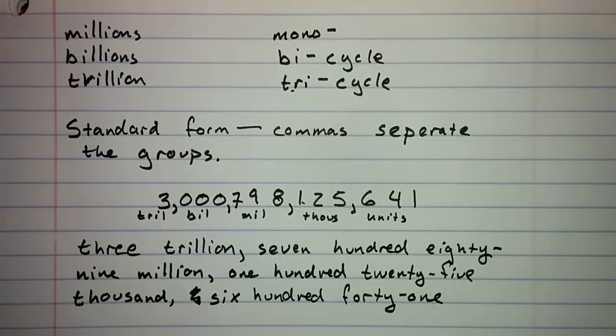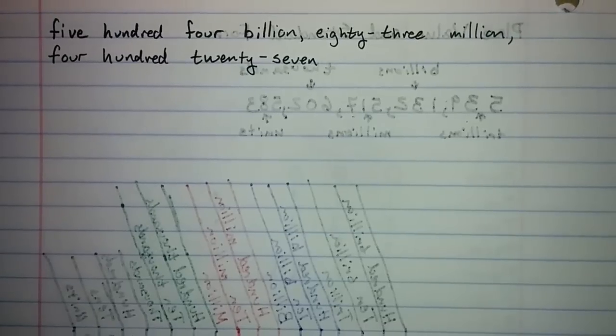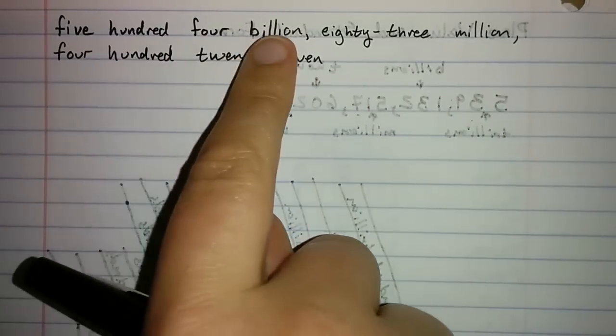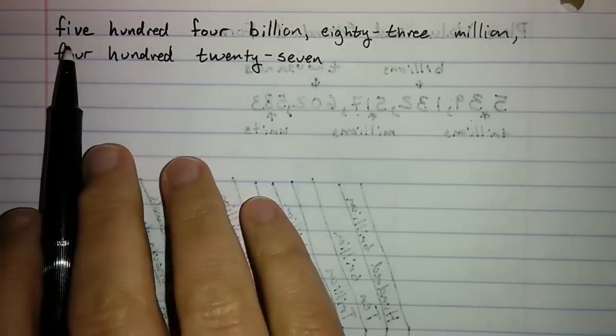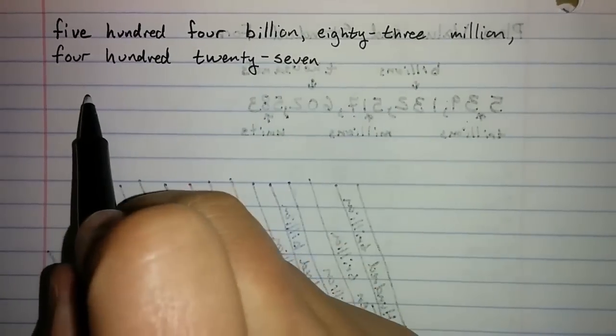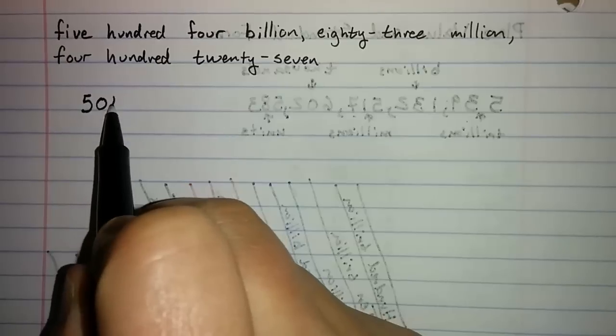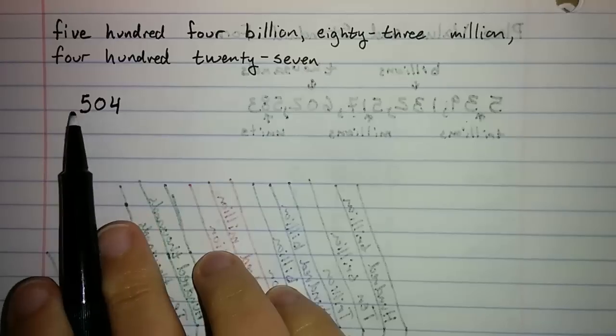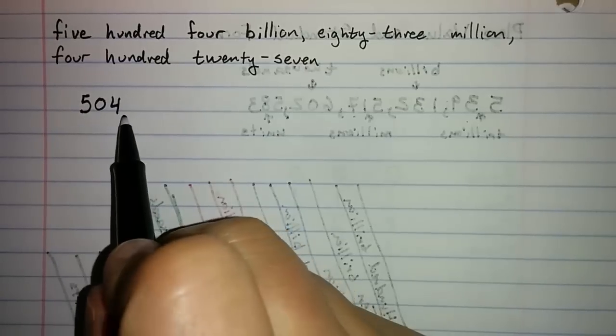Let's try going the other way around. Let's imagine we're hearing someone say the number 504,083,427. Let's imagine that we're hearing them say this in time, so we have to start at the beginning as we understand it. 504 billion. So we know we need 504. Of course, we need a 0 here because otherwise it would be 54. 504 billion.